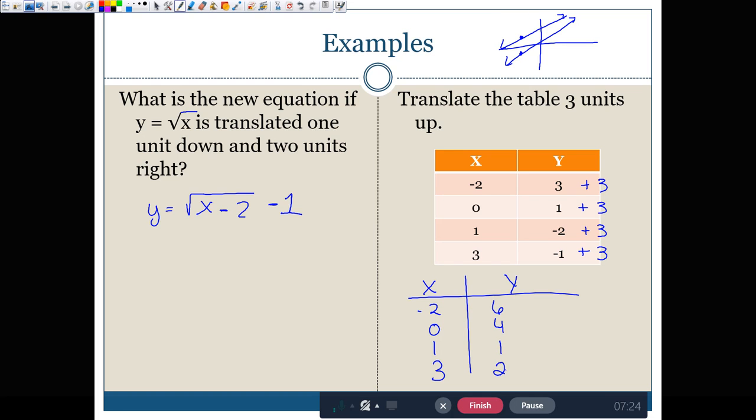Okay. So that is translation. So that's moving left, right, up, or down.